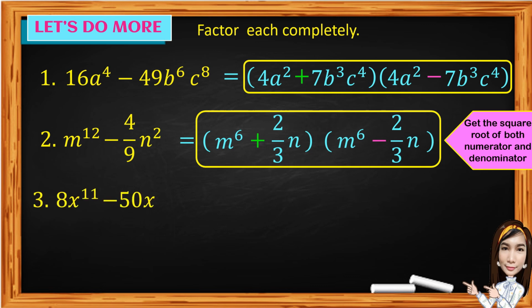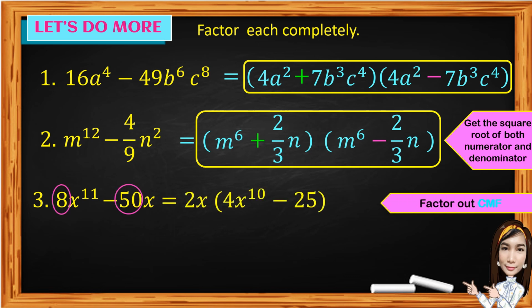Next, we have the third one, 8x to the 11th minus 50x. So, as you can see, 8x to the 11th and negative 50x are not perfect squares. But here, we can factor out the common monomial factor. For the numerical 8 and 50, we have the GCF or greatest common factor, which is 2. And for the variable x, we have the least exponent. We have 1, so we have x to the first power. Next, we're going to have 2x as the common monomial factor.